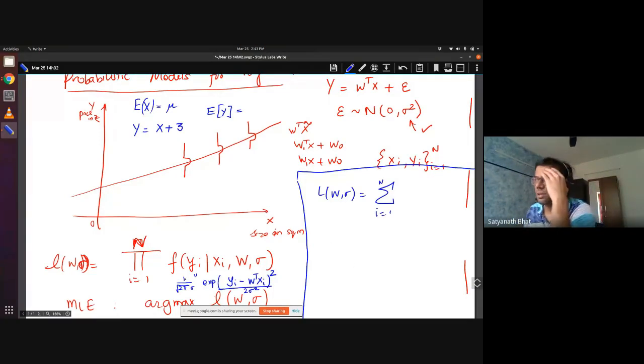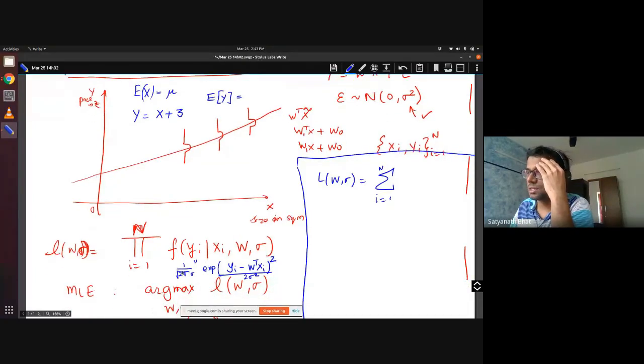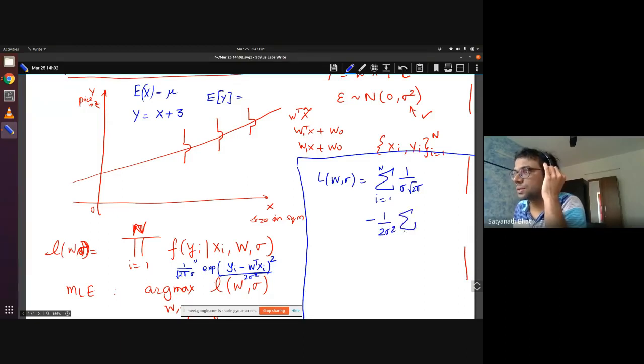Now we are taking log. That means all of these things will get split. So you will have 1 over sigma square root 2 pi. Then the summation will continue to be there. So that is 1 over 2 sigma squared summation, which I am assuming I have taken over all the training samples. This will be yi minus W transpose xi whole square.